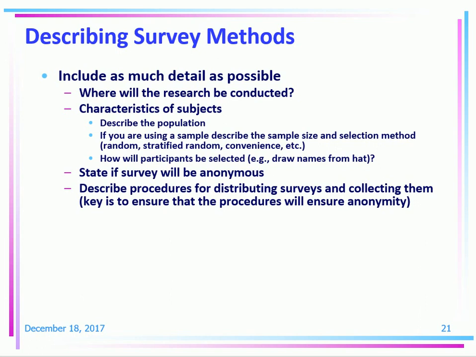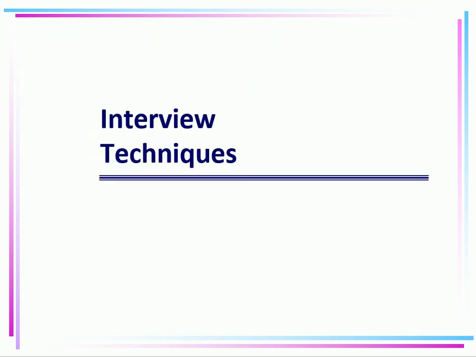So what are the characteristics of the subject? What's the population? What's the sample? How'd you come up with the sample? Is the survey anonymous? How are you going to send them out? How are you going to get them back, etc.? We'll continue on. I have more comments about those things later. Not later, maybe later in this lecture, but certainly later in the next 2 lectures.